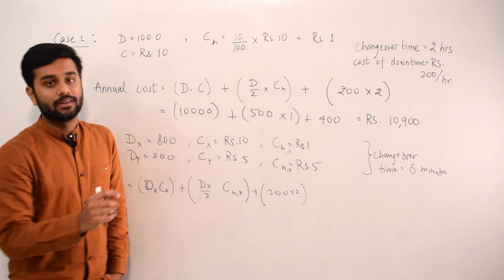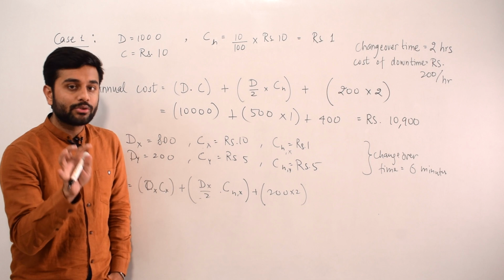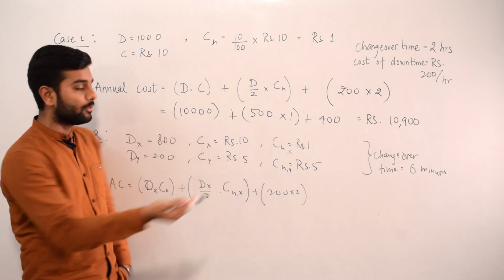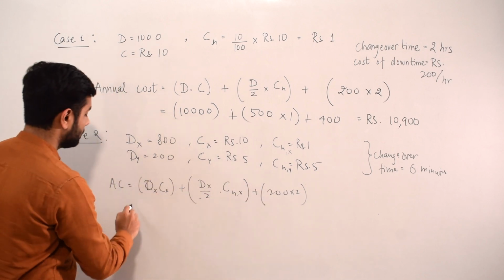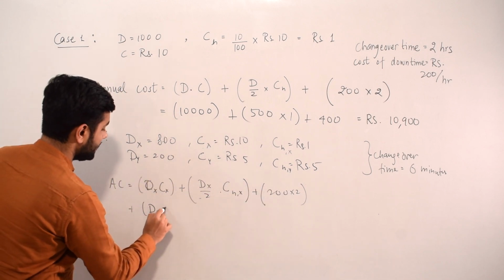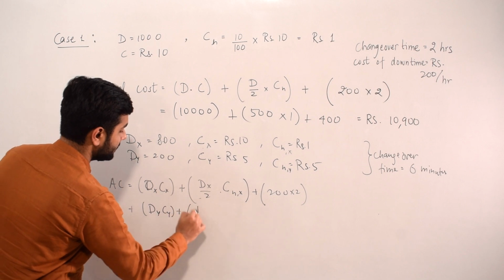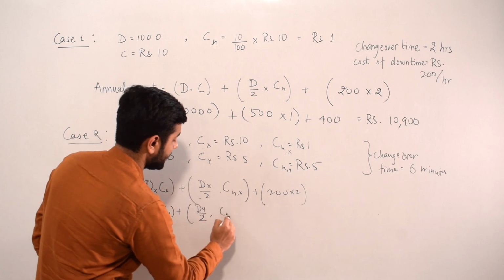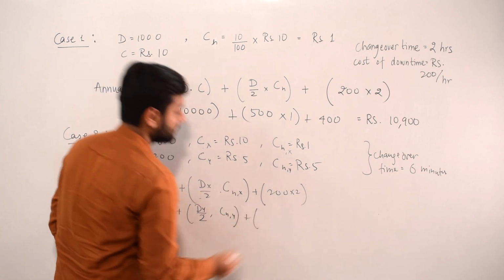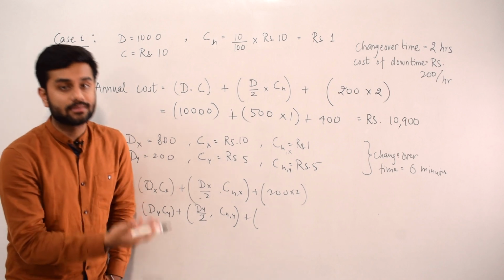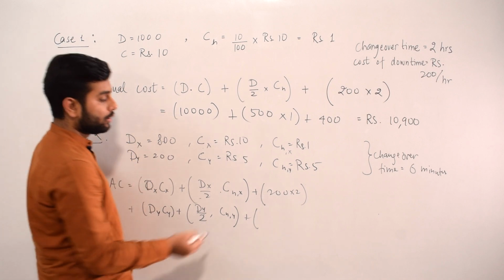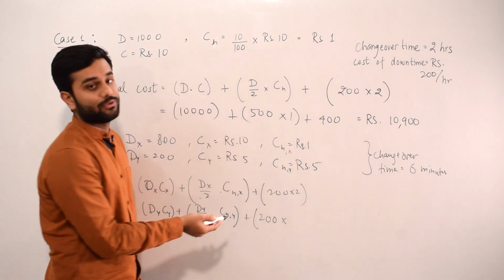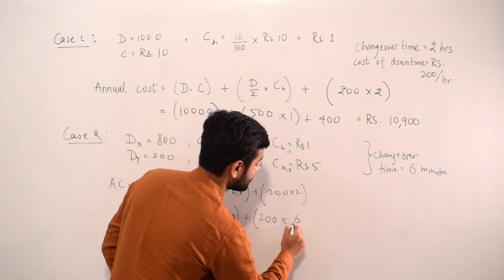To set up the machines for part x, how much amount you need to spend, that we have added here, plus Dy Cy plus Dy by 2 multiplied by Chy, plus for part y, how much amount you need to spend, 200 per hour, and the changeover time for this part is only 6 minutes, so 6 by 60 hours.